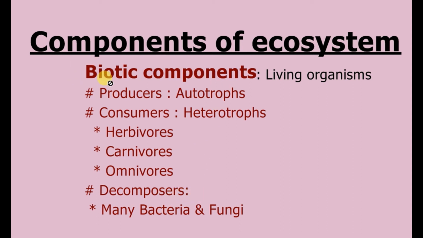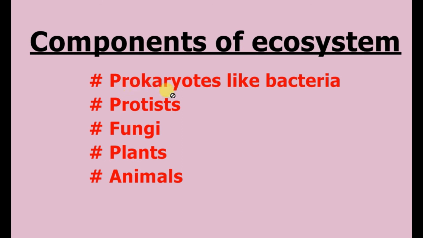So all these things are the biotic components of an ecosystem. There may be one more criterion of dividing these biotic components into different categories, like this one. We can say that living organisms or biotic components may be divided into these 5 categories: prokaryotes, including bacteria; protists, which are eukaryotic organisms; fungi; different kinds of plants; different kinds of animals. So these are also the biotic components of the ecosystem. We can use different criteria for the categorization of these living organisms.